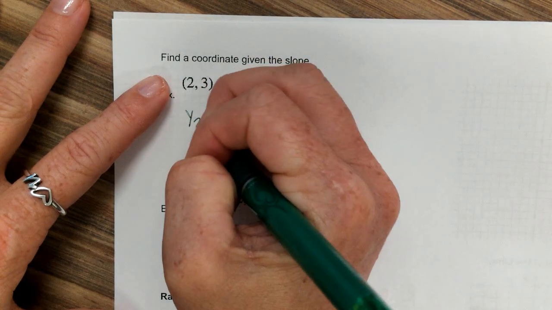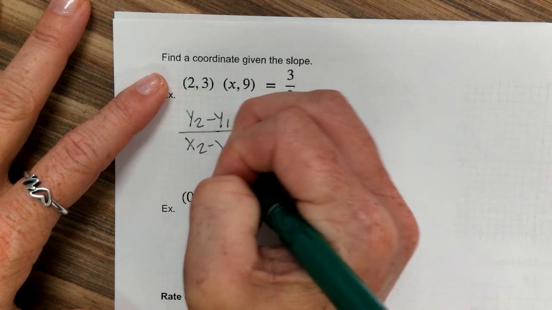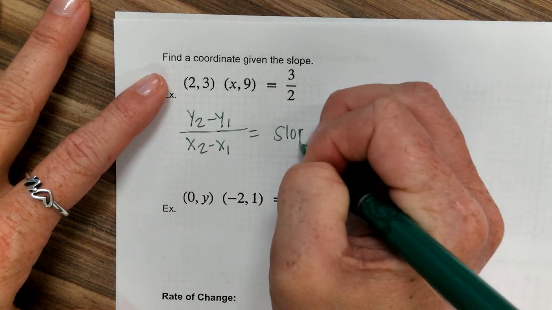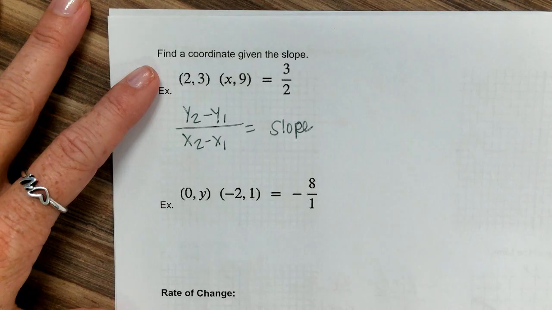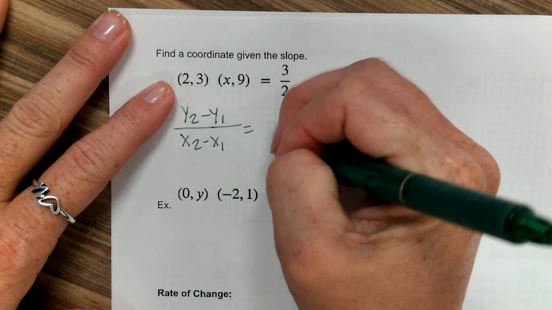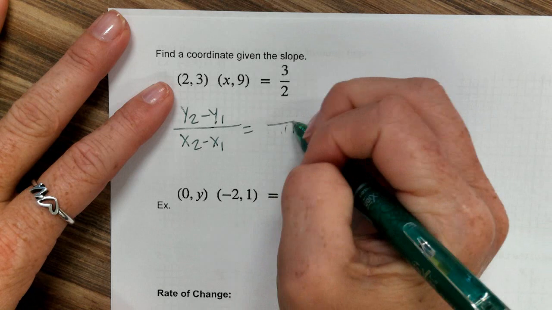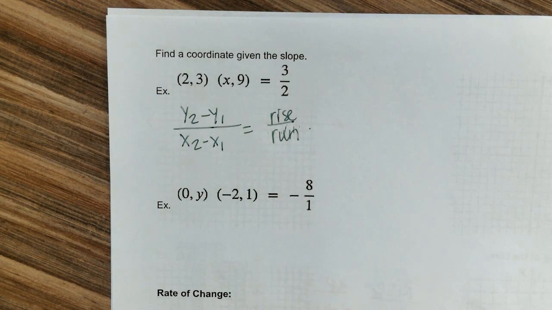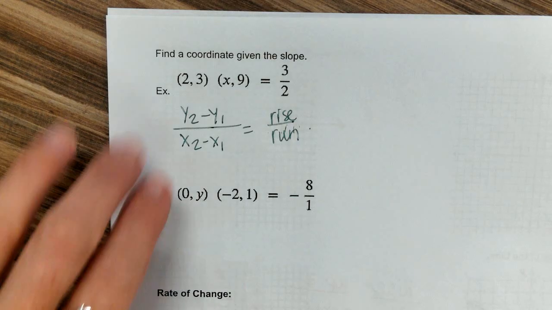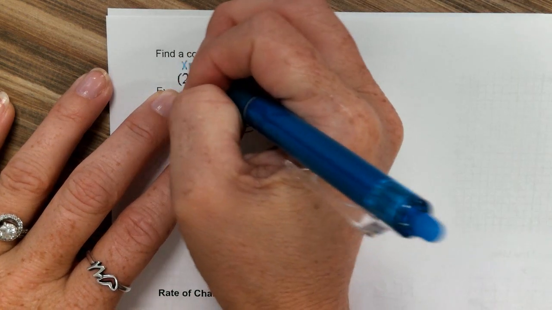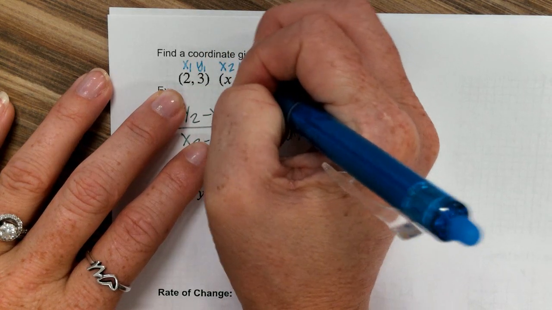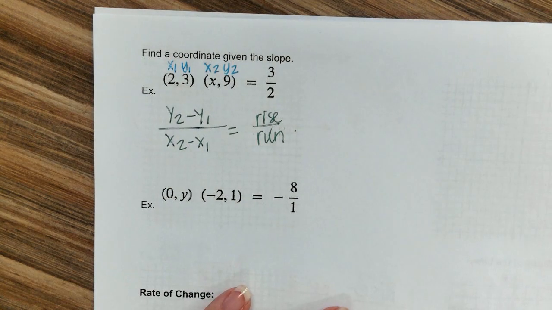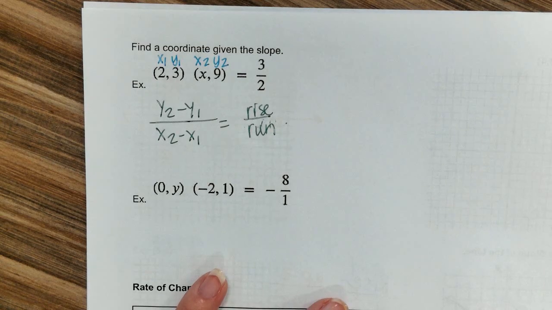I know that y2 minus y1 over x2 minus x1 is equal to the slope. Instead of writing slope, though, can I write rise over run? Isn't rise over run just slope? Okay. And that's how you're going to set up your equation. That's it. So let's go set it up. This is my x1, y1, my x2, y2. So you're going to do everything I just taught you, but you're going to make it an equation.